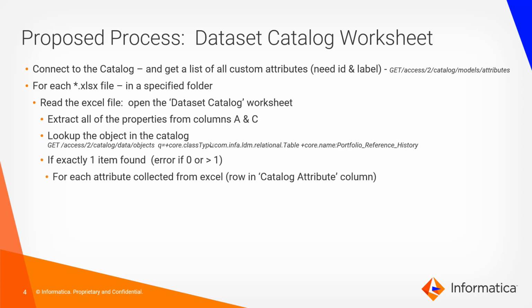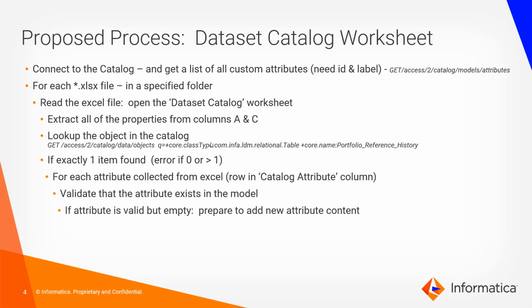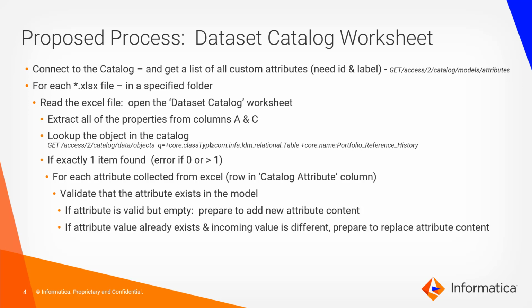Once we find one object, we're going to look at each attribute that's in the Excel spreadsheet and confirm that it exists in the catalog. If it does exist, and the value is empty, which means it doesn't have a value in the catalog yet, we're going to prepare that new attribute to be imported or uploaded. If it does already exist, we'll compare the incoming value to what's already there, and only if it's different will we replace the content.